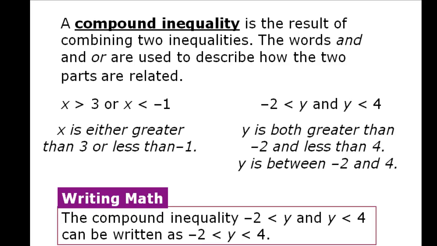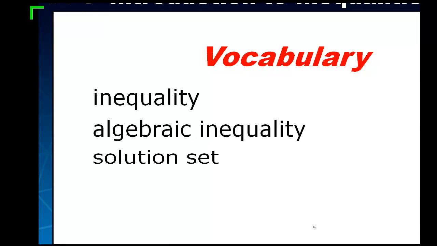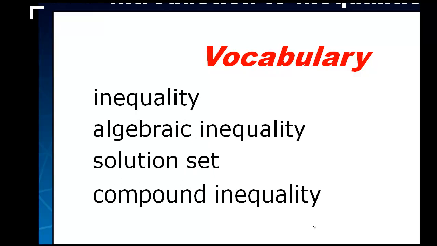You will understand it when we come to draw it, okay? So the compound inequality -2 smaller than y and y smaller than 4 can be written as -2 smaller than y smaller than 4, all as one sentence. Okay? So we have new vocabulary today. Our new vocabulary is inequality, algebraic inequality, solution set, compound inequality. That clear?